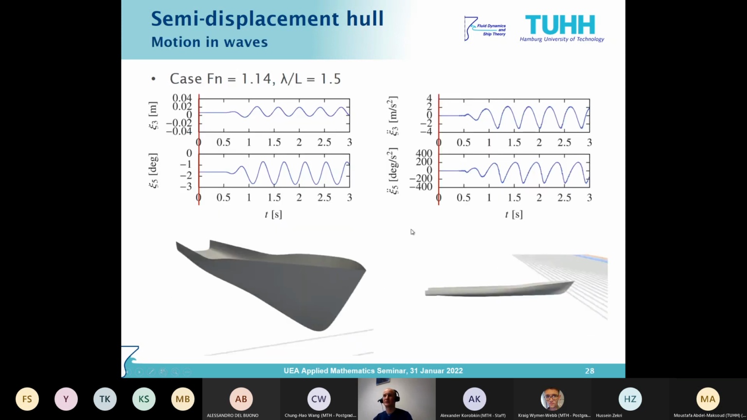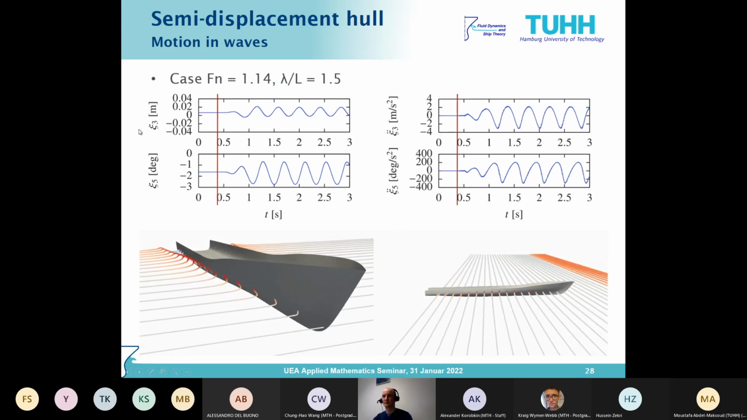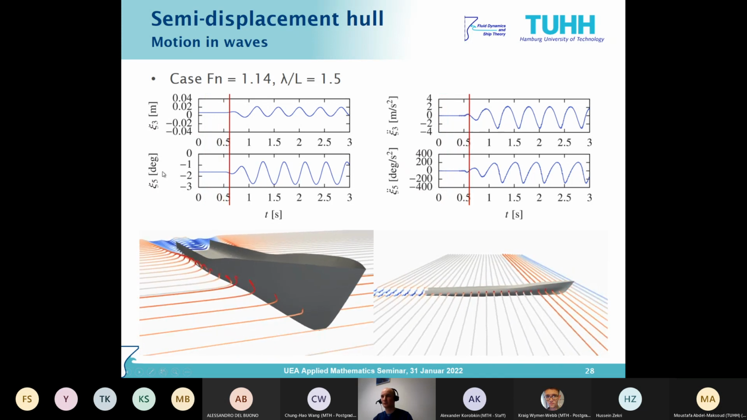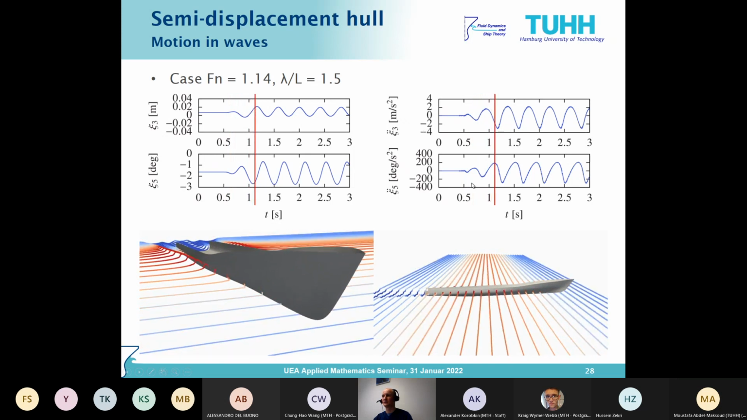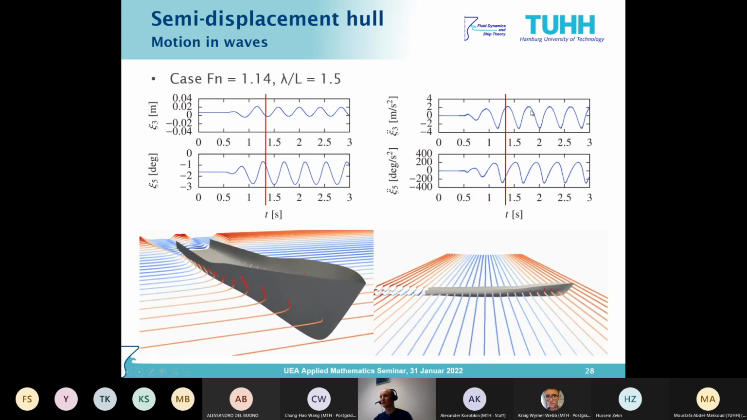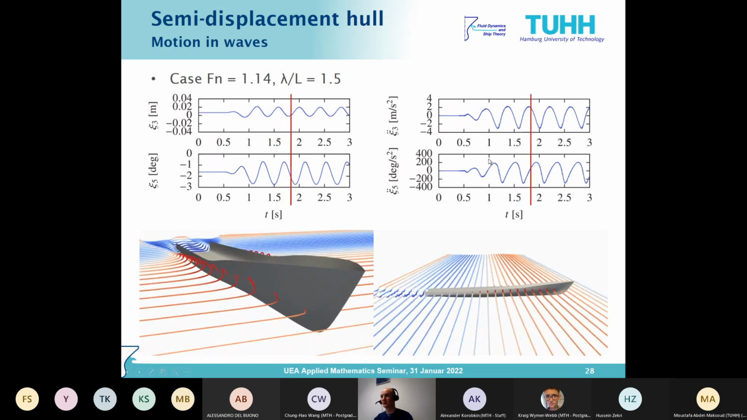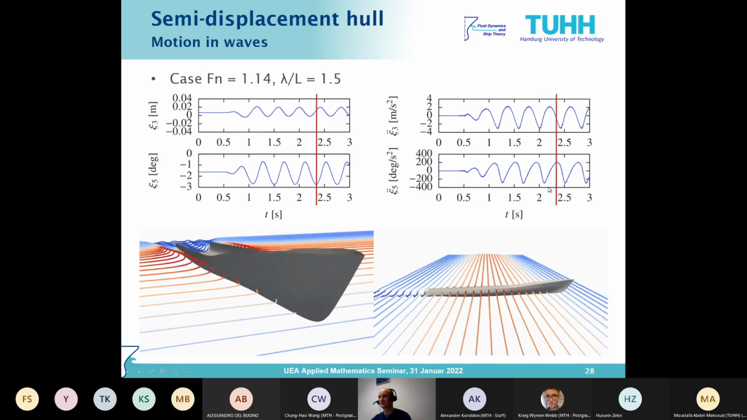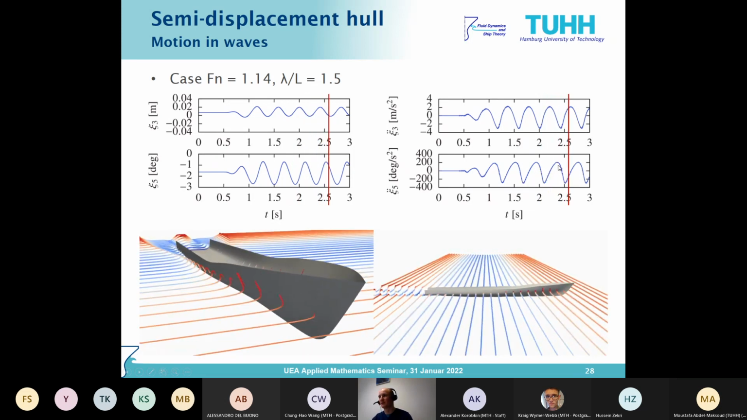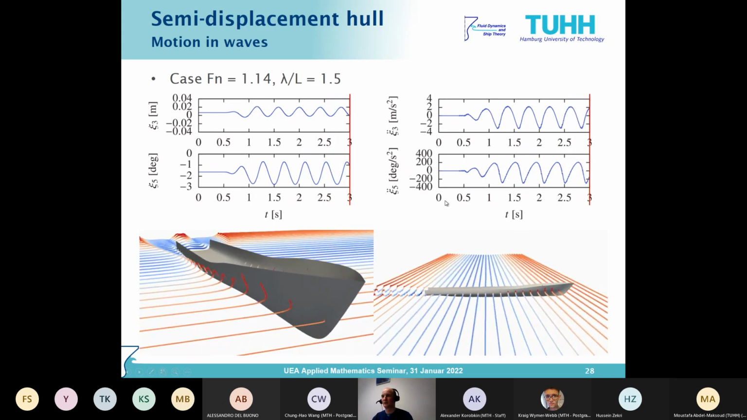Okay, so now let's come to the motion in waves. First, an animation. Here you can see heave and trim motion, and the accelerations. You can see that these accelerations are quite non-harmonic, which makes a nonlinear method give you an advantage here, because linear methods only get you harmonic waves. So you get an impression of how it looks.